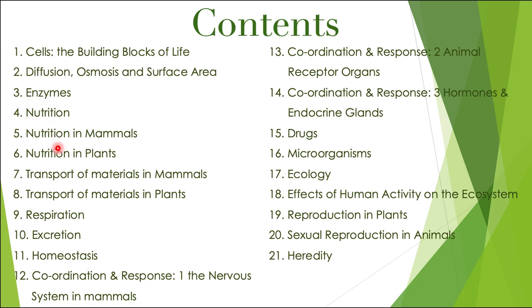We have 2 more chapters about nutrition: nutrition in mammals and nutrition in plants. This is going to be all about how our digestive system works, what nutrition is basically. And then we have transport of materials in mammals and in plants. In this, we're going to learn how the food materials get absorbed in our bodies, and in plants, how the materials get transported.